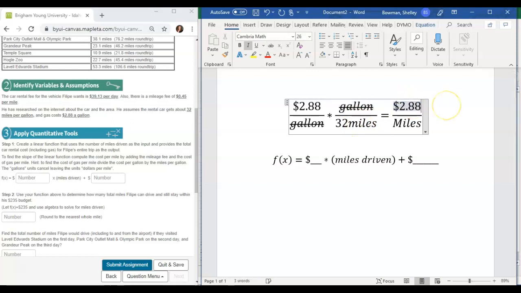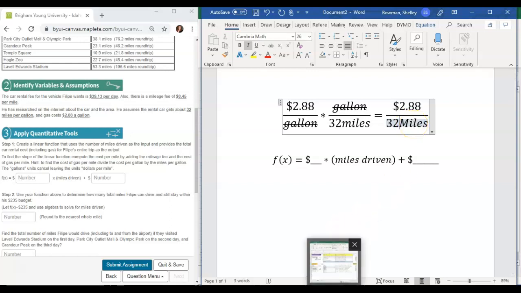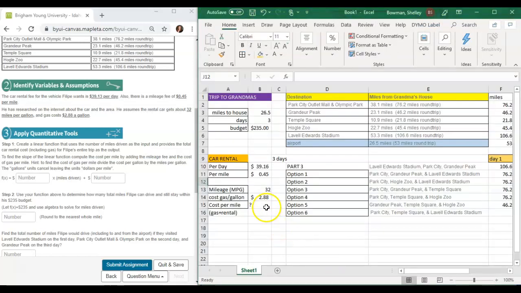So I have $2.88 over 1, times 1 over 32, which gives me 32. And I have the units dollars per mile, which is exactly what I wanted. And I can use Excel to calculate that for me. $2.88 divided by 32 miles gives me part of my cost per mile. So I'll put it here for now. We'll do equals $2.88 divided by 32 miles gives me 9 cents per mile in cost of gas.